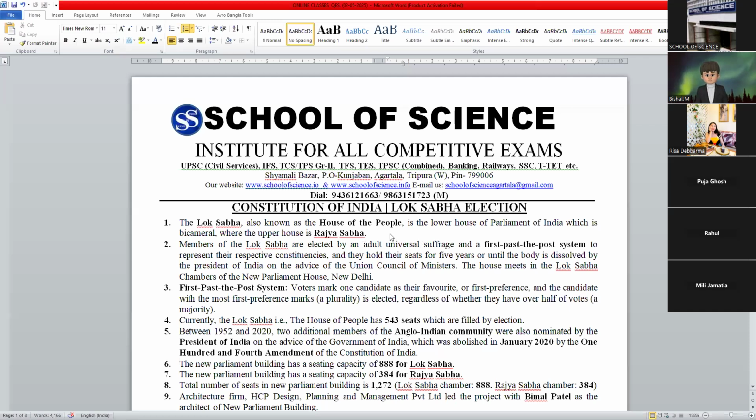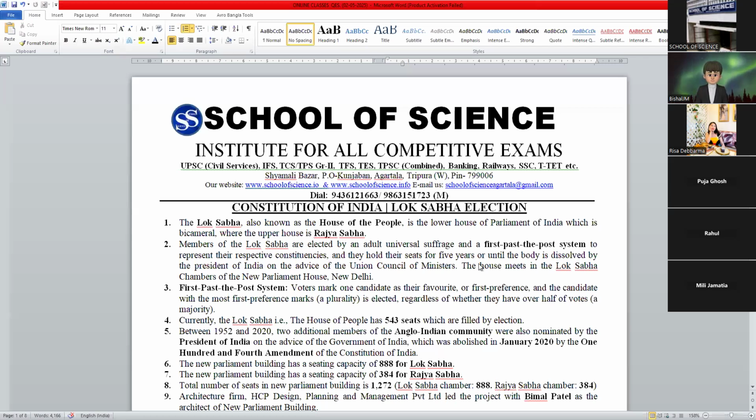Okay. Point number 2. Members of the Lok Sabha are elected by an adult universal suffrage and first past the post system to represent their respective constituencies and they hold their seats for 5 years or until the body is dissolved by the President of India on the advice of the Union Council of Ministers. The House meets in the Lok Sabha chambers of the new Parliament House, New Delhi.